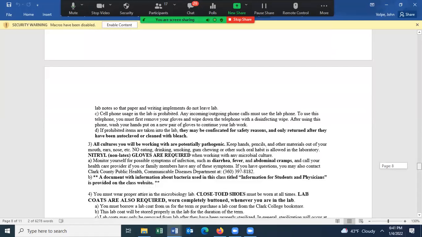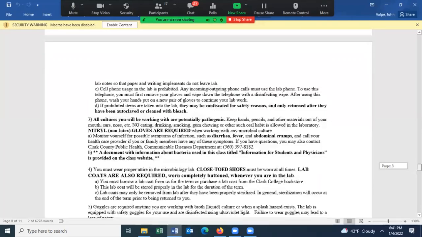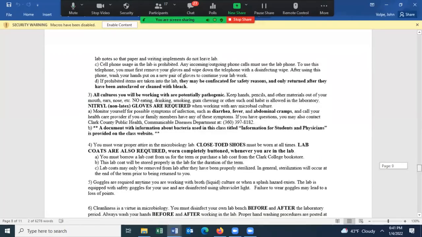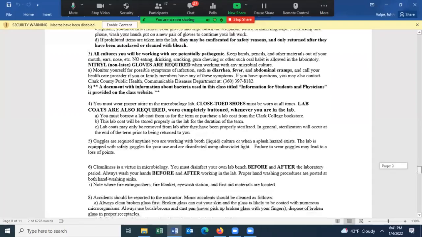And so you don't bring in your personal items to the lab. If you have personal items, like I said, they should be kept in the cubbyhole, and that is considered outside of the lab. You should realize that all cultures you'd be working with are potentially pathogenic, and so they should be handled appropriately.